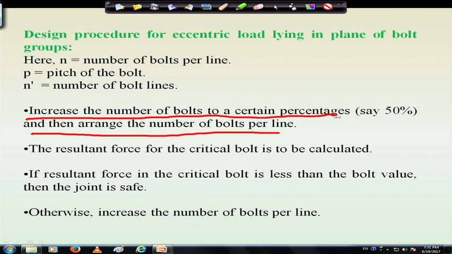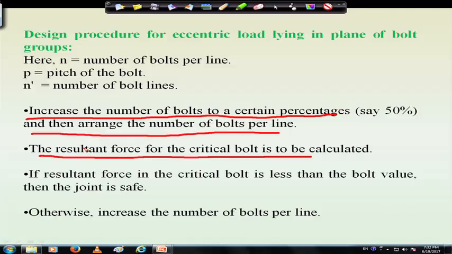So, once we consider some approximate number of bolts, we will make the arrangement of bolts, then we will calculate the resultant force for the critical bolt. That means, what will we do? We will calculate the resultant force in different bolts. We will see in which bolt it may be more, right. If we cannot predict that, then we have to calculate bolt to bolt, means in each bolt, or in a few bolts, because a few bolts will have similar forces developed. So, we will calculate the resultant force in a few bolts and see what the maximum force coming on a bolt is.